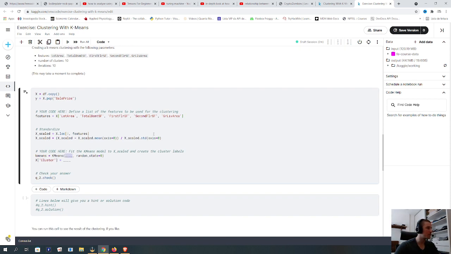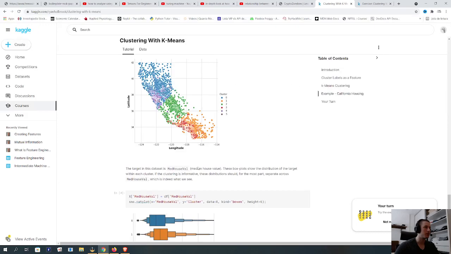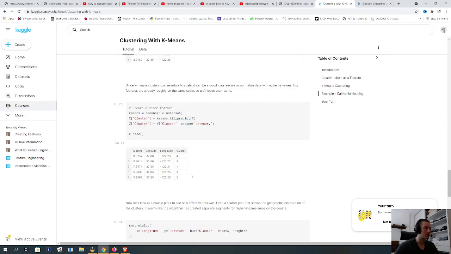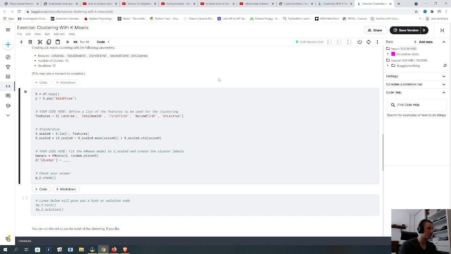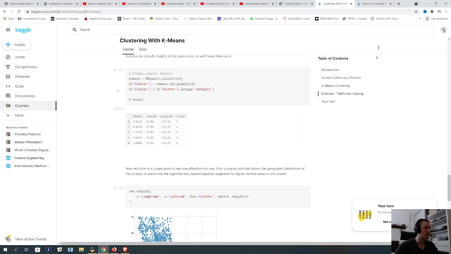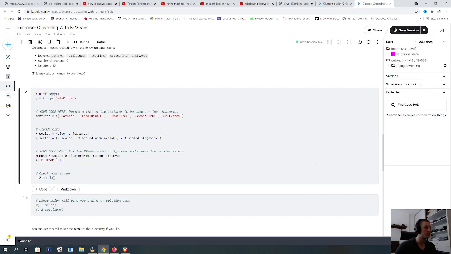Okay, I think I forgot how to specify it, but n_clusters was done. As type category. No, KMeans fit_predict. KMeans, which is this object that I created, fit_predict the features.